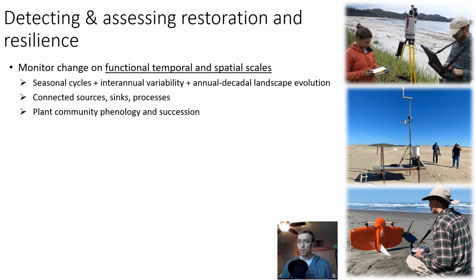So how do we do this and how are we going to do it? Well, the first question we need to ask ourselves is how do you monitor change on functional time and space scales? We're geographers, right? We want to know if we're looking at this landform, are we accounting for the time it takes for that landform or landscape to change, or the vegetation to change and grow and develop?